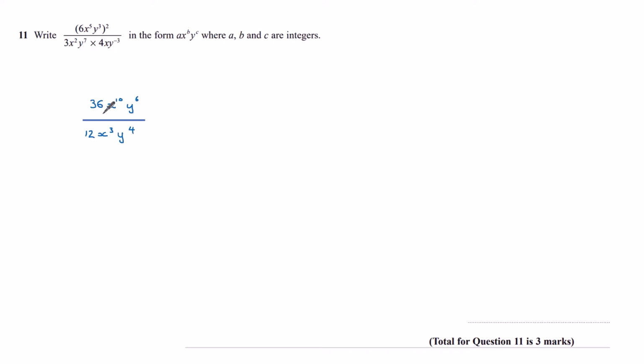Now we've simplified the numerator and the denominator, we can deal with the number, the x and the y component. So firstly, 36 divided by 12 is going to be 3. When we divide our powers, we subtract them. So x to the power 10 divided by x to the power 3 is 10 subtract 3, which is x to the power 7. And then y to the power 6 divided by y to the power 4 is 6 subtract 4, which is 2. And so our final answer is 3x to the power 7 y squared.